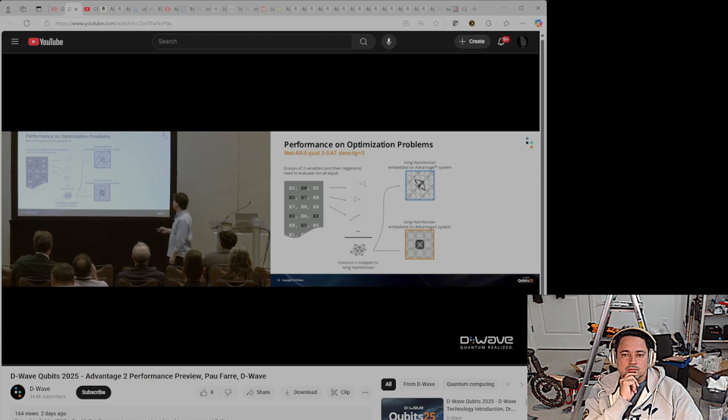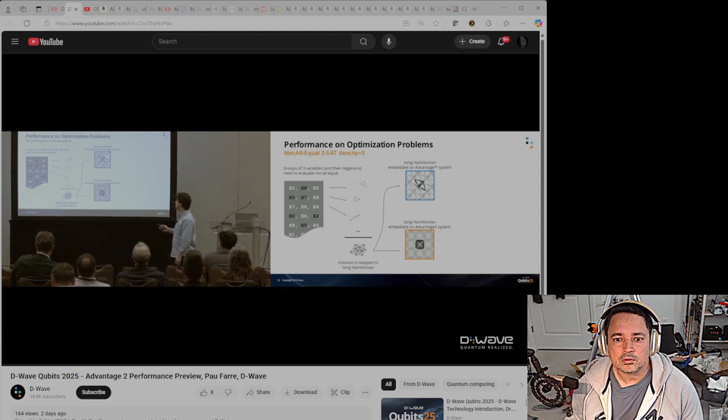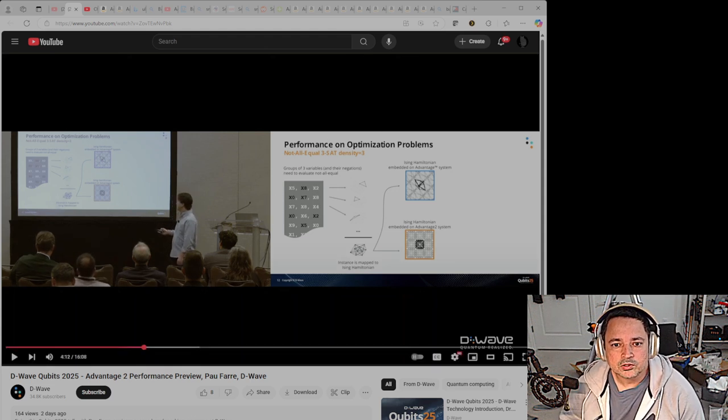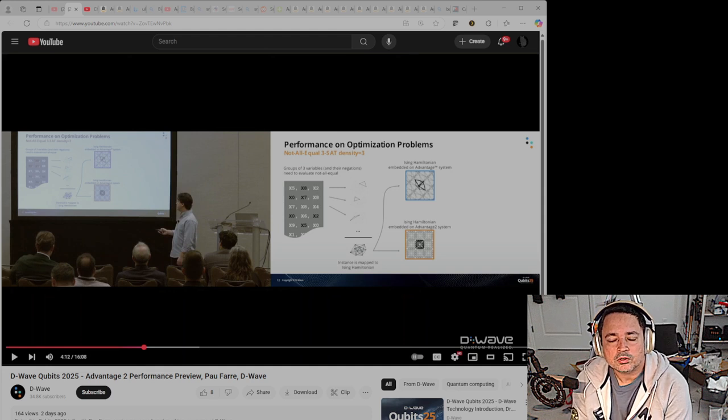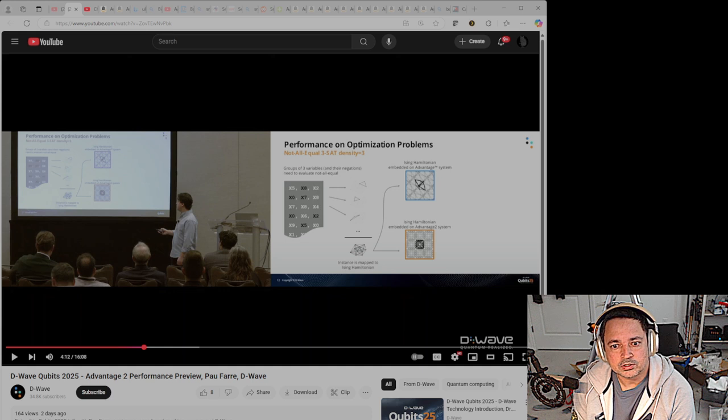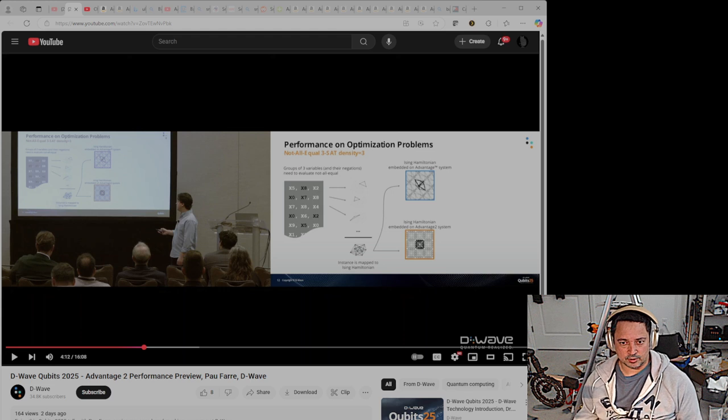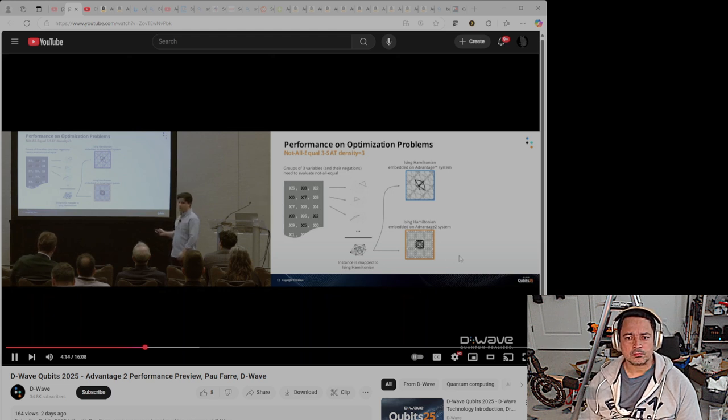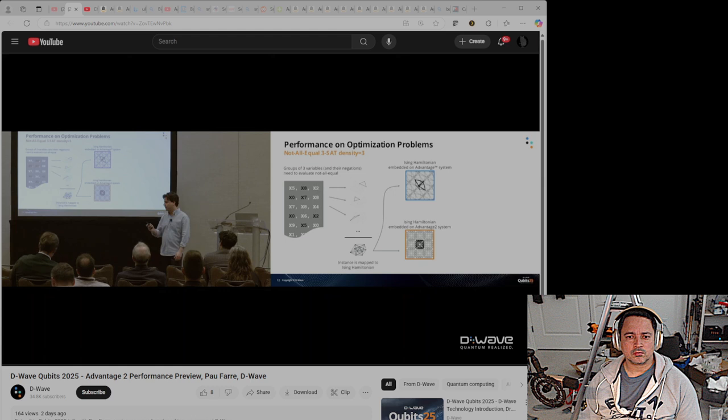This is how this problem maps to the Advantage 1 system that uses the Pegasus layout. Okay, so the Ising Hamiltonian embedded on the Advantage system. The instance is mapped to the Ising Hamiltonian embedded on the Advantage 2 system. Oh, so that's how they embed it, how it looks different. Okay. The problem embeds into the Advantage 2 system that uses the Zephyr layout.